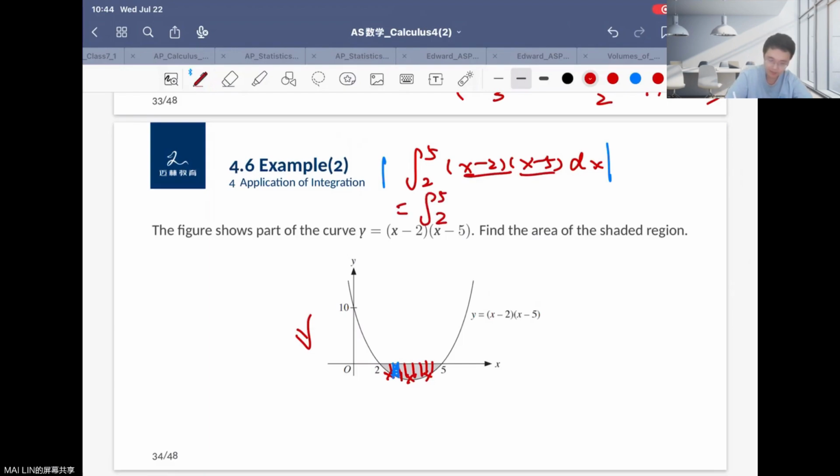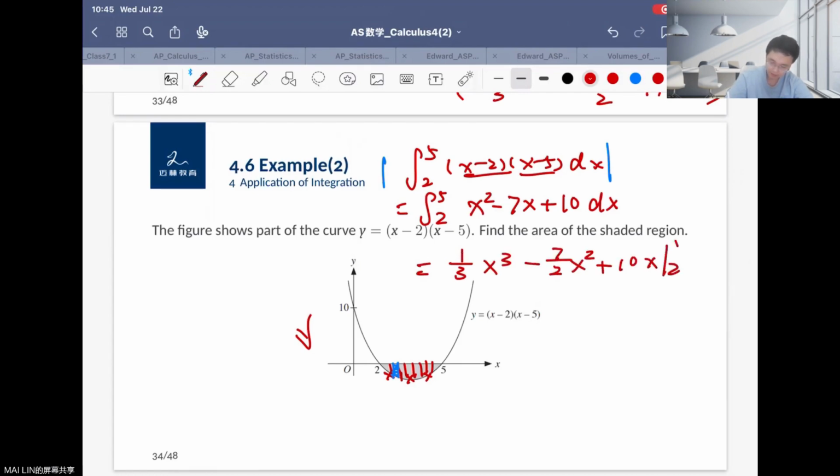x minus 2 times x minus 5 is x squared minus 7x plus 10 dx, right? That is for this. And for x squared minus 7x plus 10 dx, we can simplify it a little bit, like it's 1/3 x cubed minus 7 over 2 x squared plus 10x from 2 to 5, right? Okay, that is using the power plus 1 over the new power, right? Then we can put 5 and 2 into it.